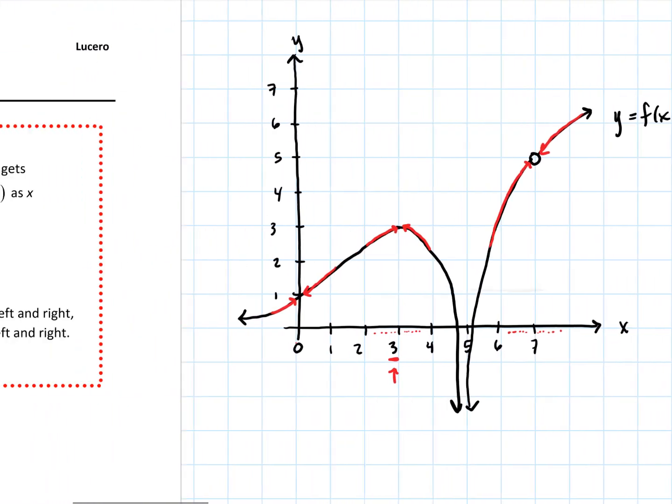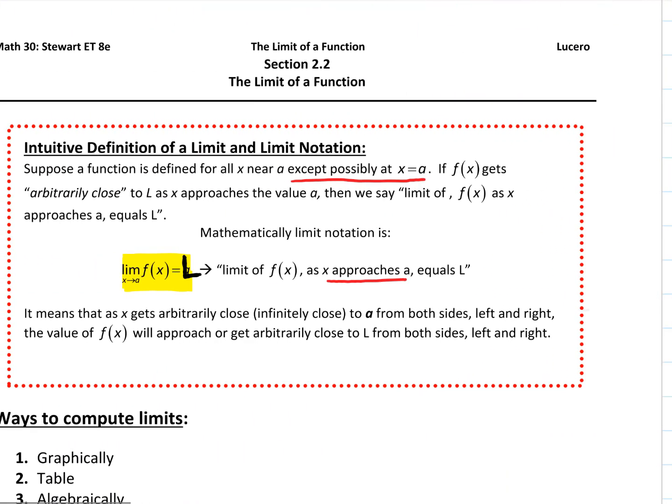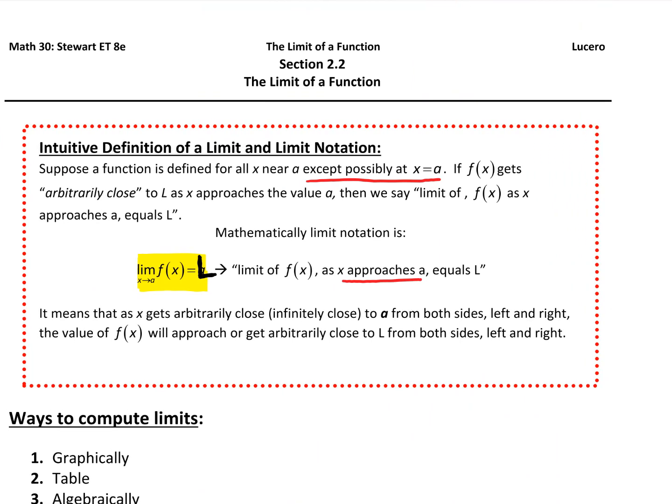So what does that mean? Why does that make sense in this concept of a limit, in this intuitive definition of a limit? If we come back over here, that's this piece that I was mentioning right here. Suppose a function is defined for all x near a, except possibly at a. That's the case where we have a hole right there, or something of that nature. The function itself does not have to be defined right at a.